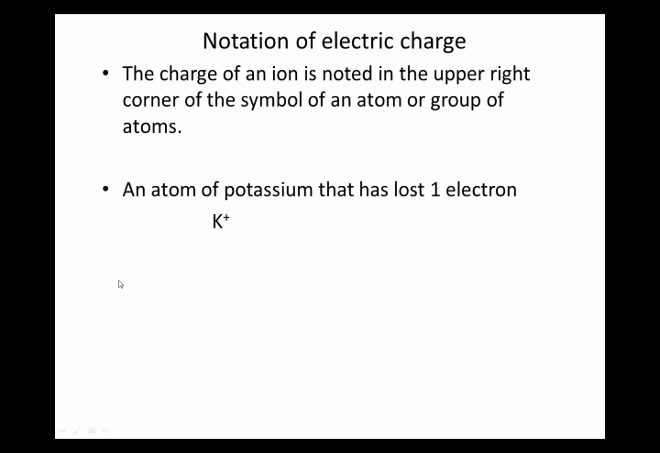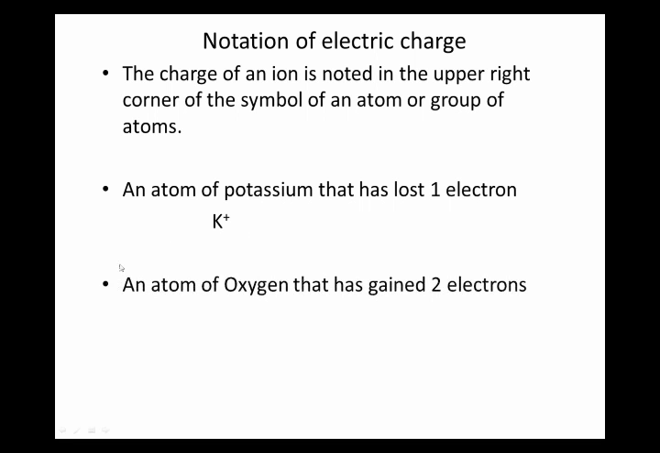An oxygen atom that has gained 2 electrons, what charge would that oxygen atom have if it gained 2 electrons? That's right, it would be -2. Remember, electrons are negatively charged, so taking on 2 extra electrons gives it a -2 charge. So we put that 2- up there in the upper right-hand corner.